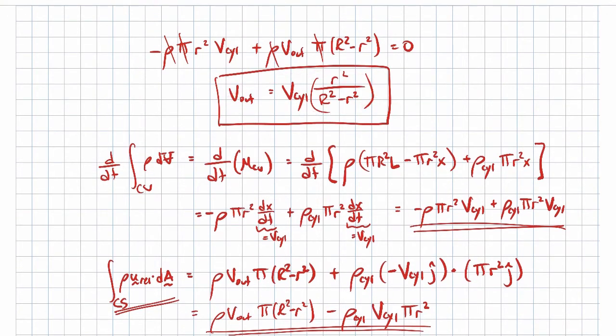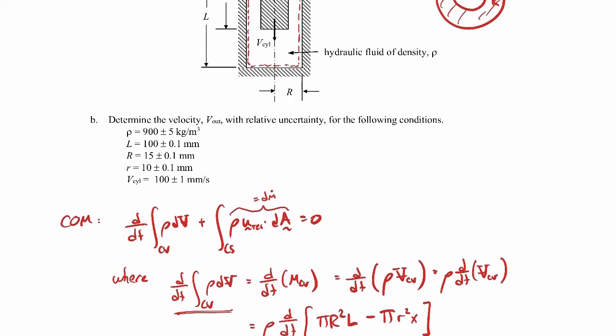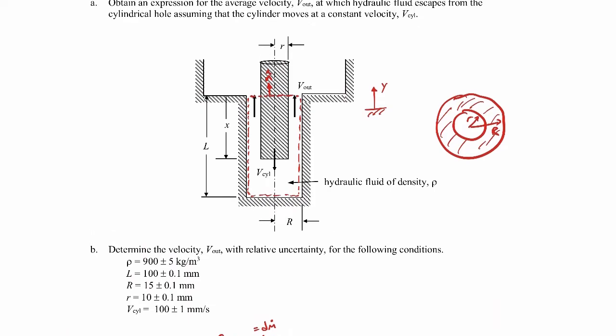It's right there. So you see that we get the same result regardless of control volume, and that should always be the case. Your result for V out here, it shouldn't matter what control volume you choose. It should always be the same result. It's just some control volumes are a little easier to work with than others.